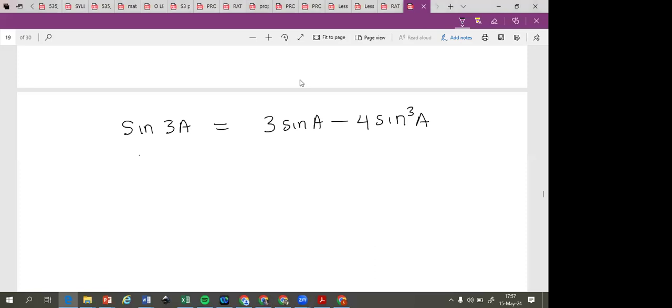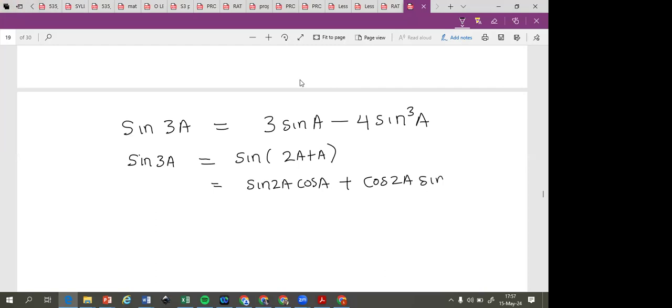So we have what? Sine 3A is the same as sine of 2A plus A. And when we expand, we get sine 2A cos A plus cos 2A sine A. So we can also try to expand sine 2A, which is going to be 2 sine A cos A, times cos A. Then plus, remember cos 2A is the same as 1 minus 2 sine squared A, times sine A.